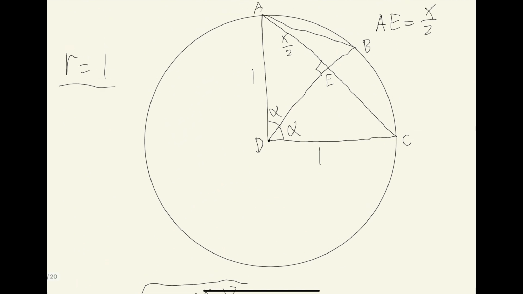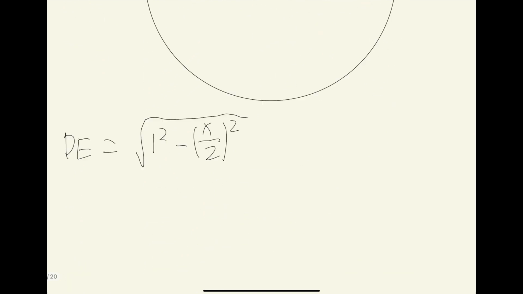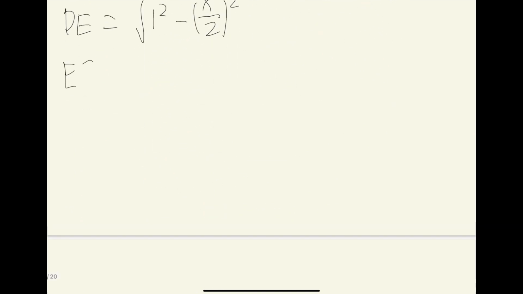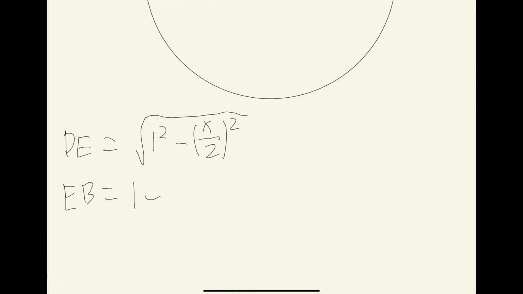Okay, we'll find DE, but what about AB? Yeah, AB is also in a right triangle, and we know AE. What we don't know is EB. So how do we calculate it? Well, DB, this is a radius. So DB minus DE will be EB. So EB equals 1 minus the whole stuff here.